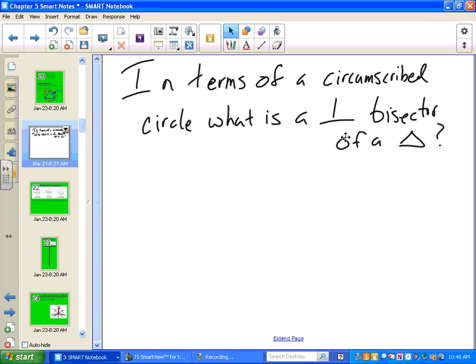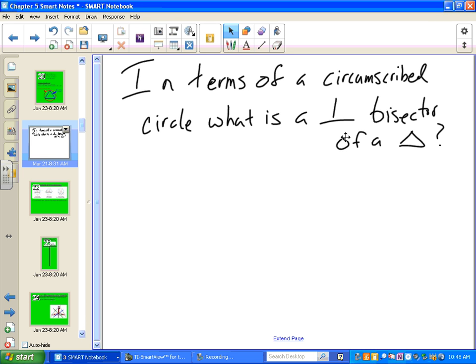That means the perpendicular bisector goes through the circumcenter, and the circumcenter is the center. What type of circle? So, the perpendicular bisector goes to the circumcenter, which is the center of a circumscribed circle. What type of line would go through the center of a circle? The diameter. The perpendicular bisector of a triangle is the diameter of a circumscribed circle, yes.